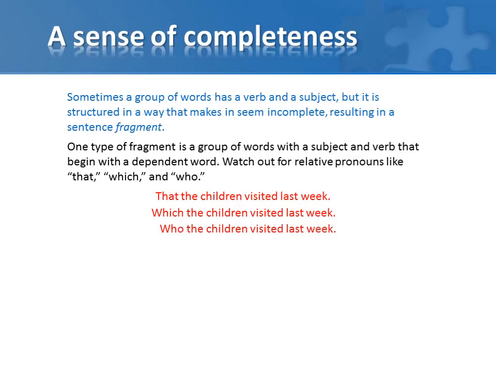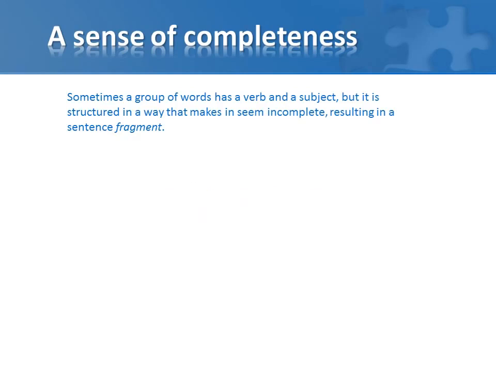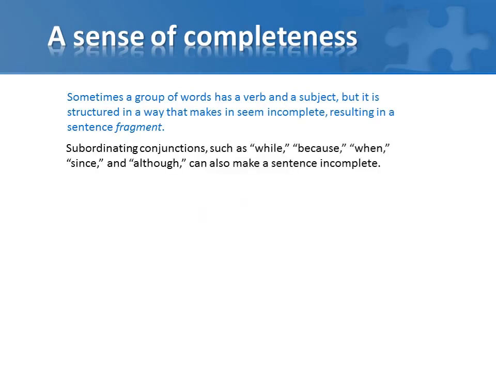And who the children visited last week. It's the same problem. A verb, visited, the children is the subject, but the who at the beginning suggests more information is coming in the sentence, so it makes the sentence incomplete. Another type of dependent words is the subordinating conjunction. These are words like while, because, when, since, and although.